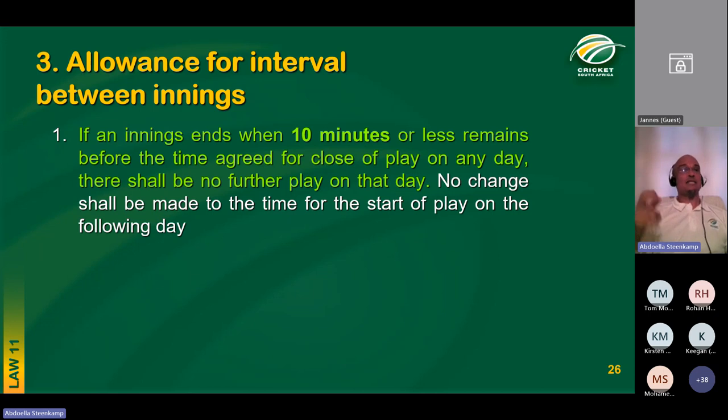Our close of play in our test match is at 5 o'clock. If Team A gets dismissed at 16:50, it will be stumps. It will be close of play for, let's say it's day one, it will be close of play on day one. Another example, Team A gets dismissed at 16:52. This is also 10 minutes or less. It will also be stumps on that particular day. So any 10 minutes or less, when you're before close of play and an innings ends, it will be stumps for that particular day.